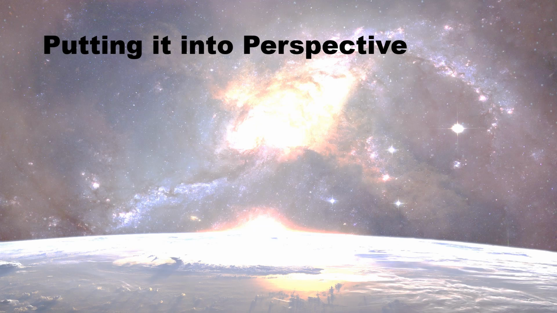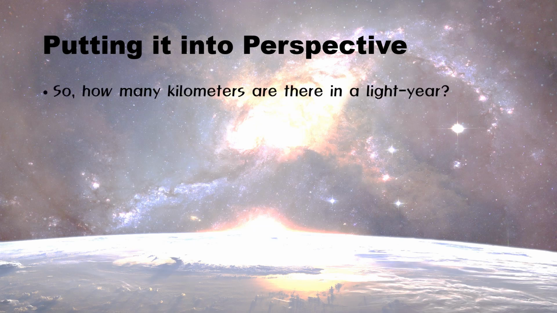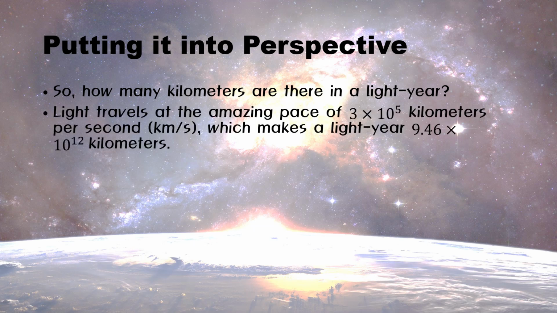So let's keep all this in mind and put into perspective how exactly big the universe is. Let's start by asking how many kilometers are there in a light year, because a kilometer is something we might have a little bit more familiarity with. Well, light travels at an amazing pace of 3 times 10 to the 5 kilometers per second, which means that a light year is 9.46 times 10 to the 12th kilometers.